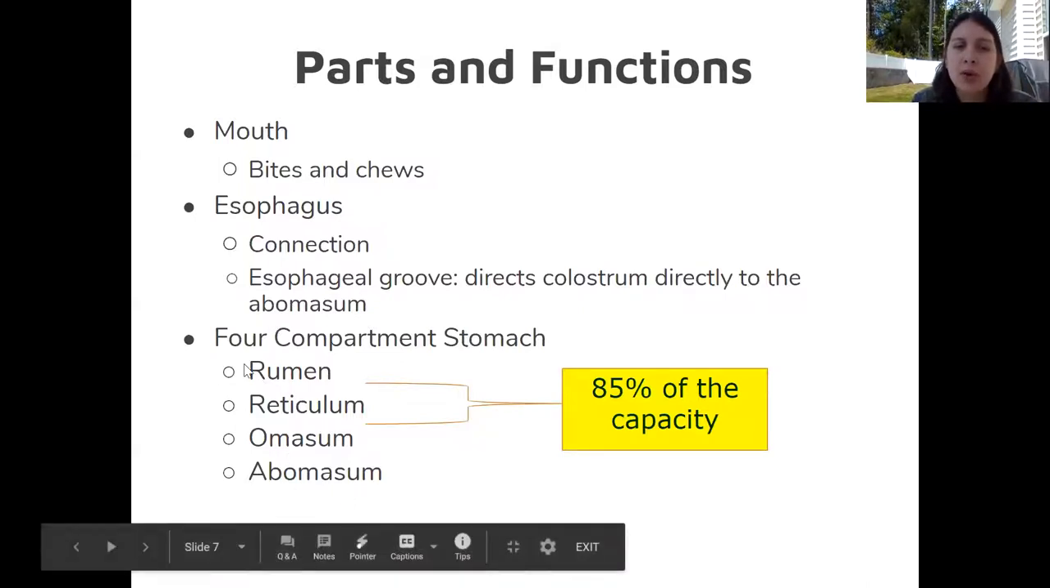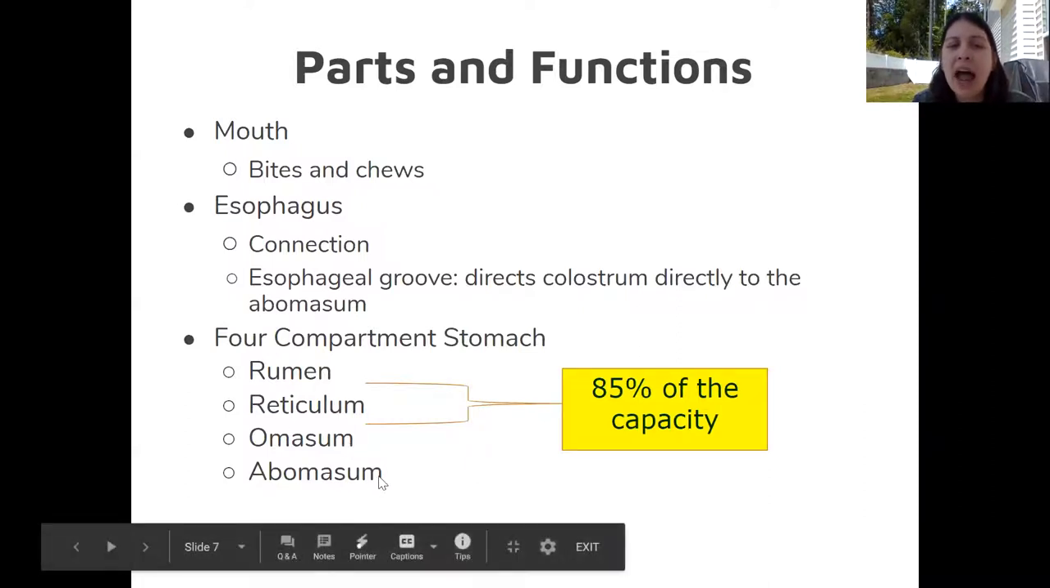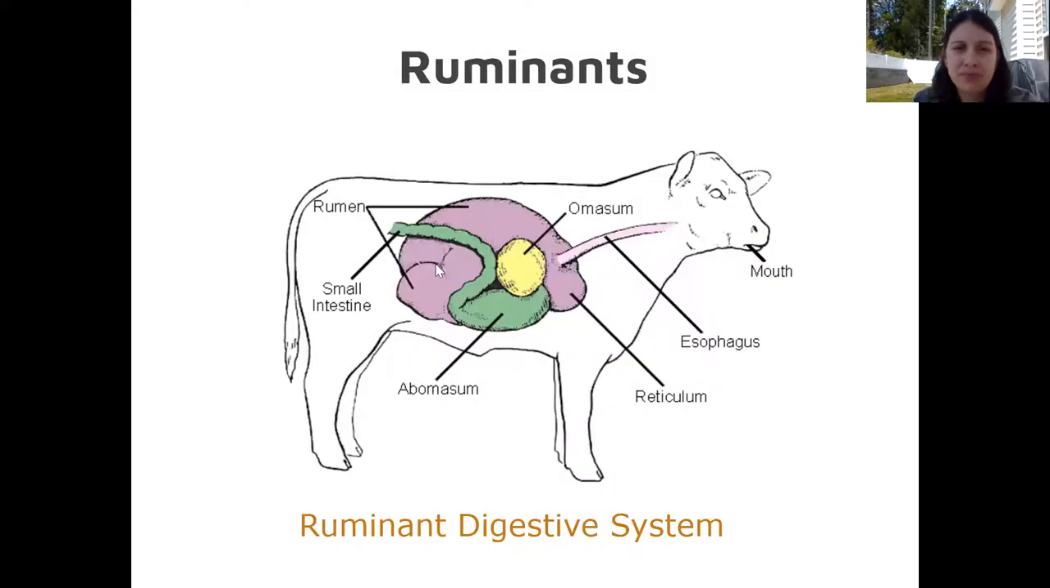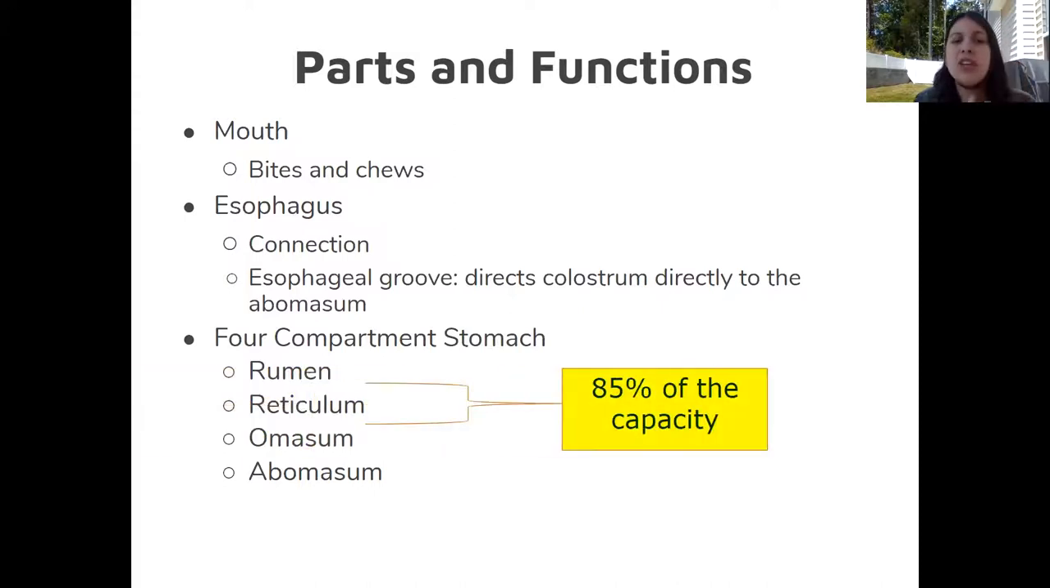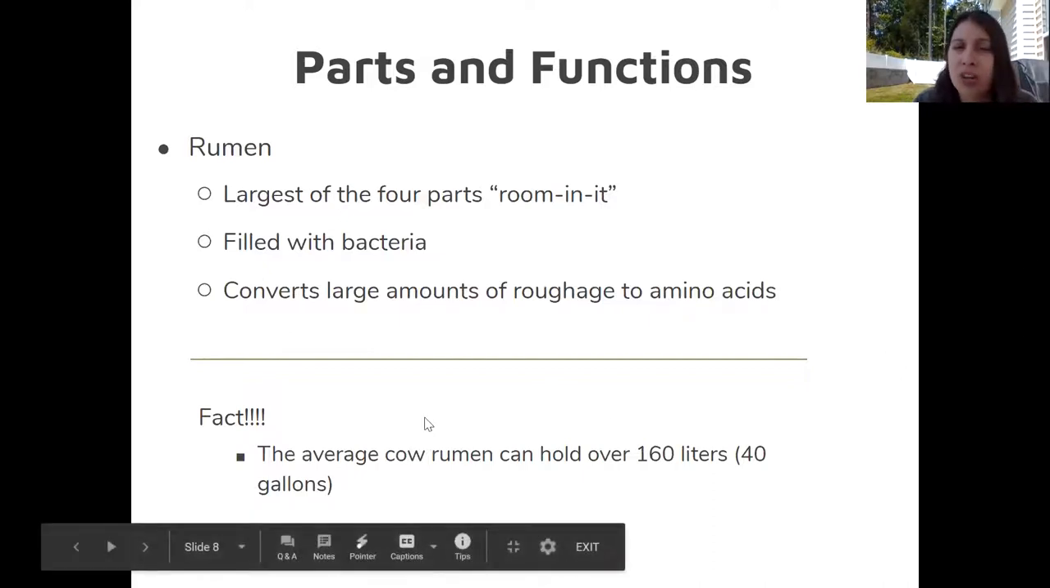The four compartments are the rumen, the reticulum, the omasum, and the abomasum. The omasum and the rumen are the two largest parts. So if we go back, you can see how big these parts are. So the cow's stomach is huge, like that big, legitimately. The rumen, it's the largest of the four parts.